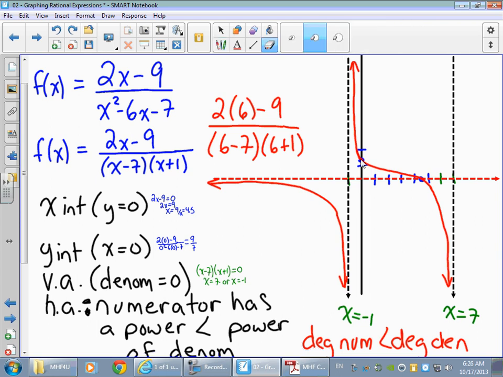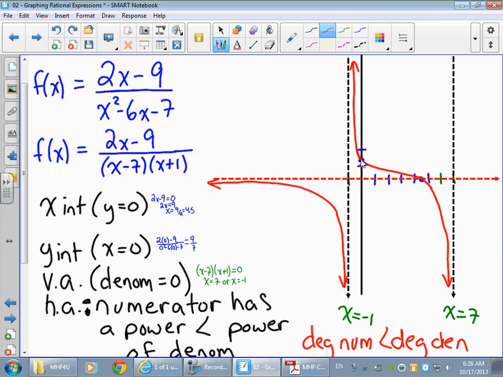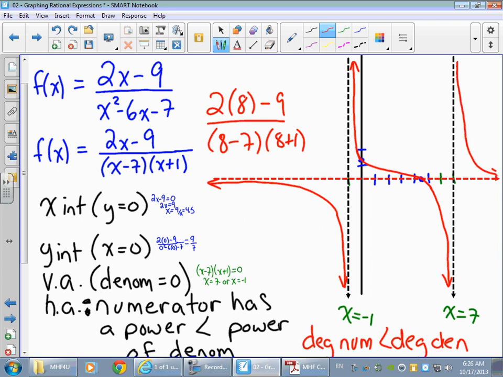I don't have a lot of room on the other side. But again, just testing a number like 8. I get a positive number on top. I get a positive value there. I get a positive value here, which means that on this edge, I'll be doing this, and then on this part, I'll be heading out that way.